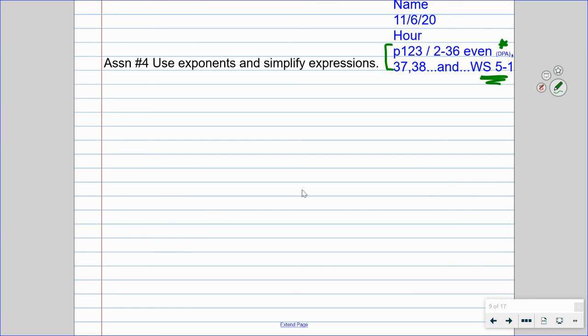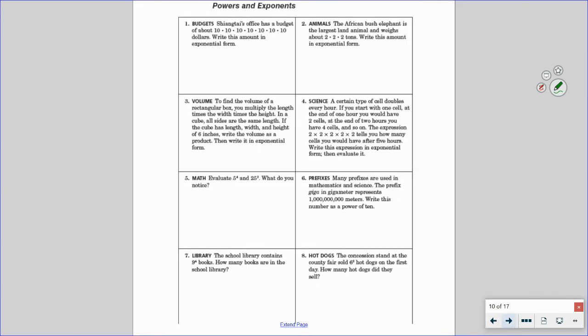So after you complete page 123, that would be numbers 2 through 36 evens and number 37 and number 38, head on over to the worksheet. I took care of both of those within less than 15 minutes, so I'm hoping it only takes you about 30 minutes. The worksheet looks like that if you want to preview.